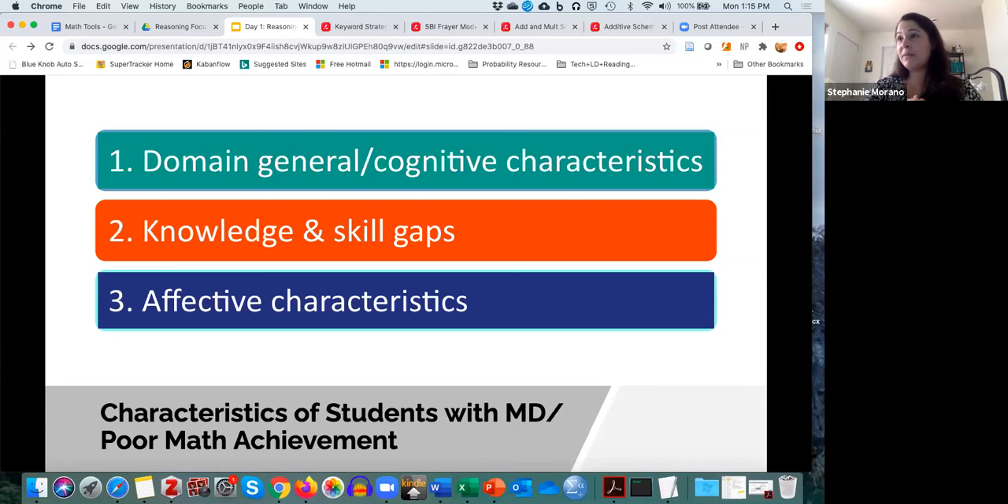Knowledge and skill gaps. In relation to word problems, the knowledge and skill gaps that are most important are in basic fluency, math fact fluency, and computation. And then affective characteristics, things like low self-efficacy in math or low motivation for math. So those are three big reasons why math is challenging in general, and all three sort of feed into why word problems in particular are really challenging for students with disabilities.